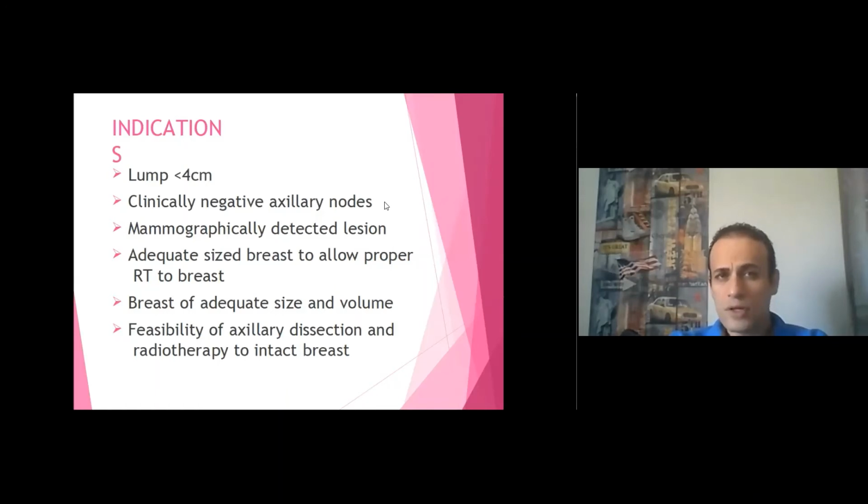Indications, as we say: tumor smaller than 4 centimeters, clinically negative axillary nodes, mammographically detected lesion, adequate breast size to allow proper radiotherapy to the breast, and of course the relation between the tumor size and the breast size should be adequate. For example, if I speak about a 3 or 4 centimeter tumor but the woman has a small breast, it will not be a condition in which we can do breast conservative surgery in an optimal way.